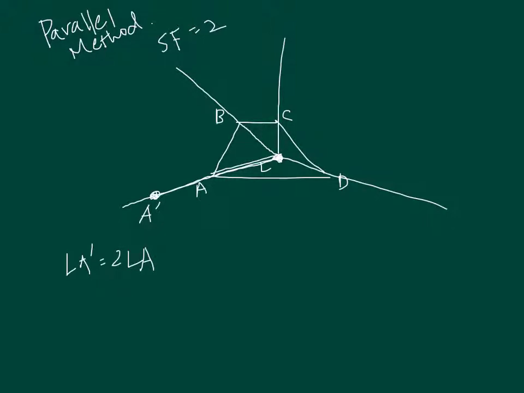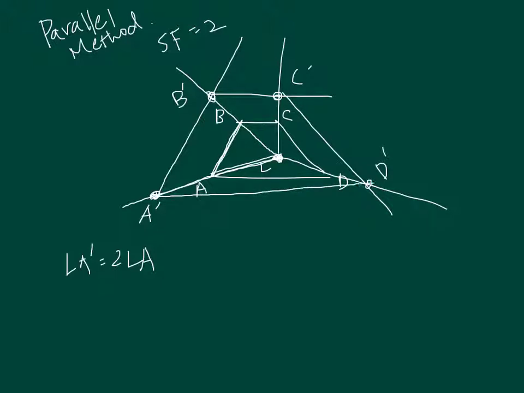Once you get A prime, you draw a parallel line to AB passing through A prime, like that. Then the intersection point right there, that's B prime. From that B prime, we will draw a parallel line to BC. The intersection will be C prime. From that, draw a parallel line to DC. That's D prime. If you connect A prime and D prime, you get the scaled figure of the original one.